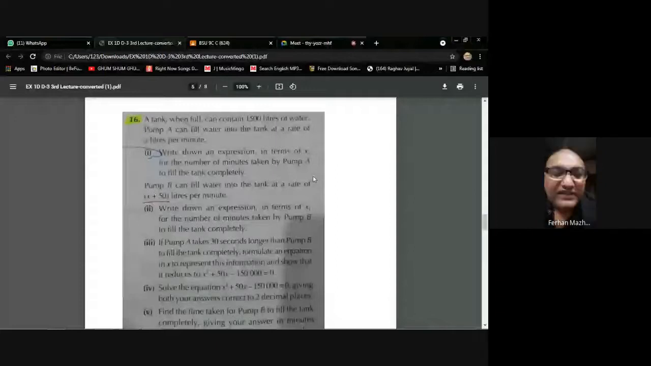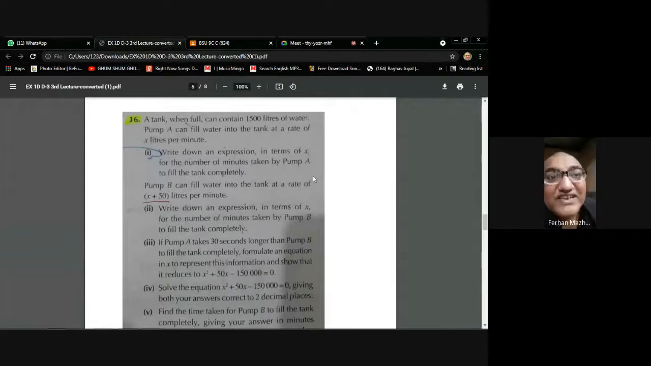Before I read the further question, let me tell you one thing, a new term we call rate of flow. Rate of flow is equal to the volume divided by the time taken, which we use for the taps, for the pumps, for the pipes. So if you want to find the time taken by the pump to fill a certain volume, the time will be equal to volume divided by rate of flow.